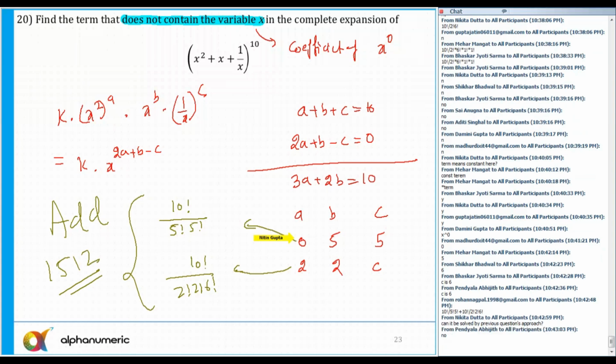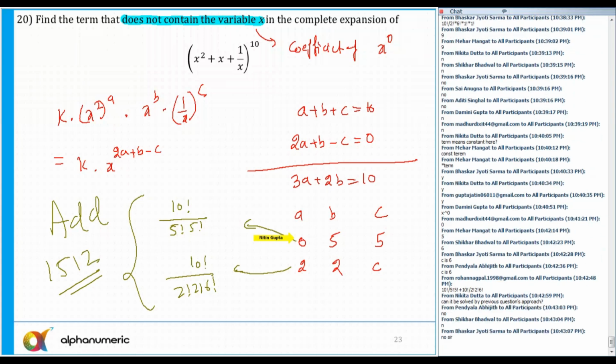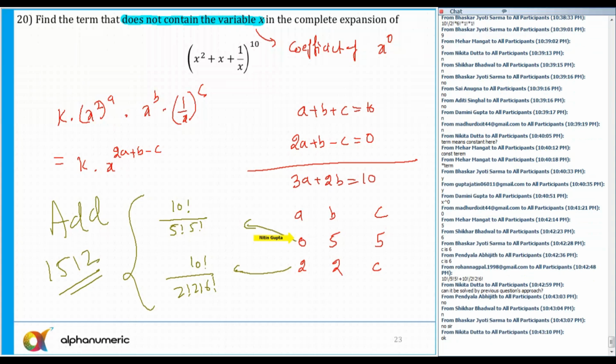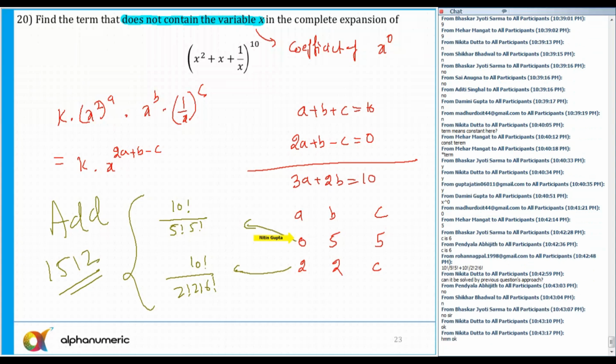But in that case, you need to see how many ways I can get the product as 1. So yes, definitely we can do. But there are 10 brackets, so it might be difficult to find out how many cases are possible. Okay.